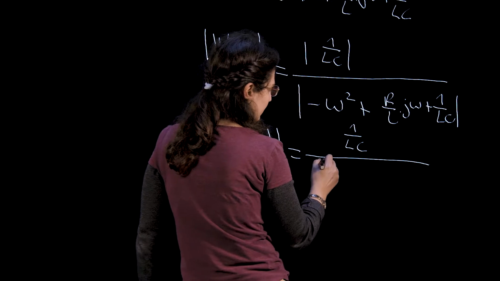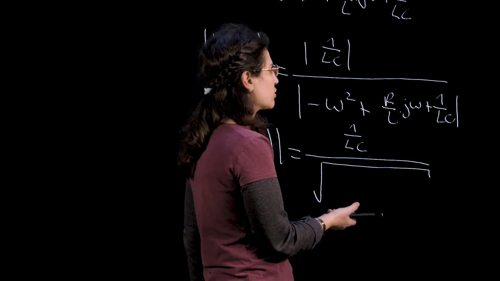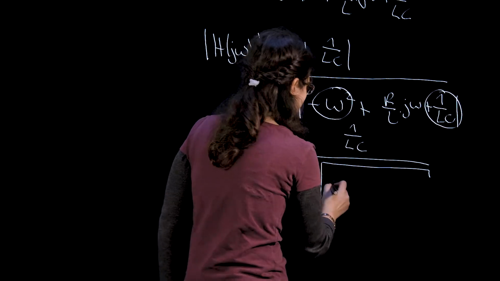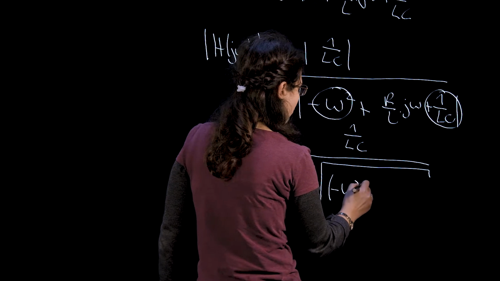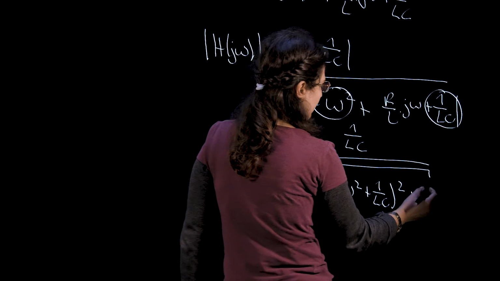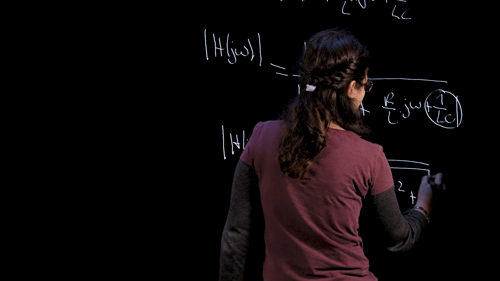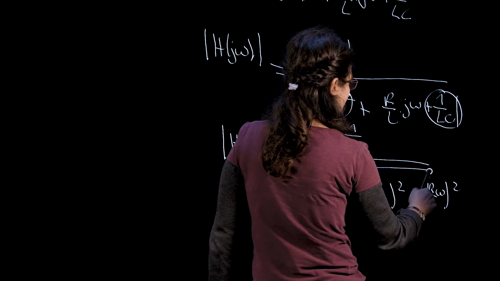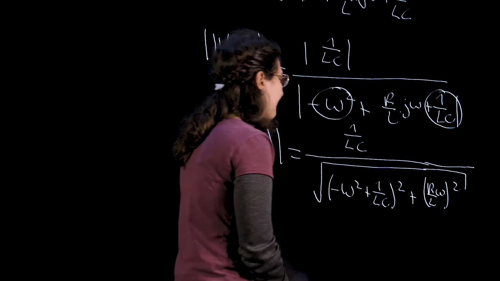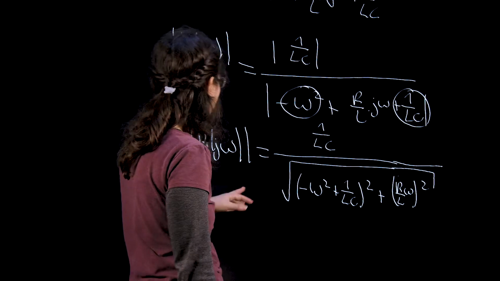And then here I need the square root of the real part squared plus the imaginary part squared. Now the real part is minus omega squared plus 1 over LC, and the imaginary part is R over L times omega. So it's the square root of minus omega squared plus 1 over LC, squared, plus R over L omega, squared. So that would be my magnitude, and I can calculate this magnitude for any frequency.